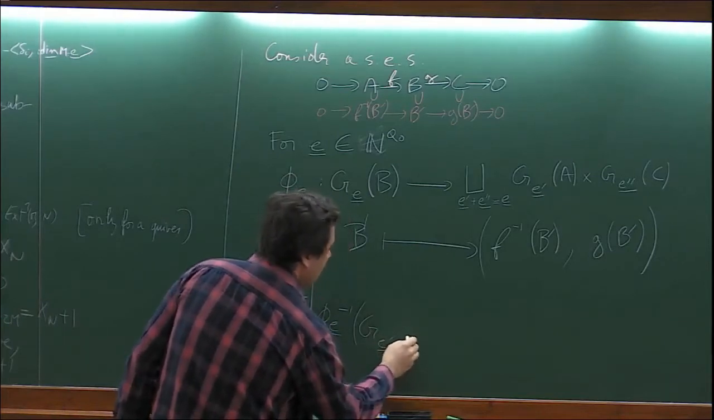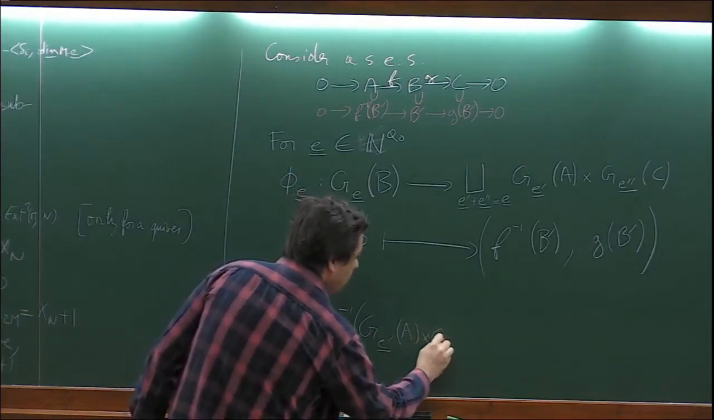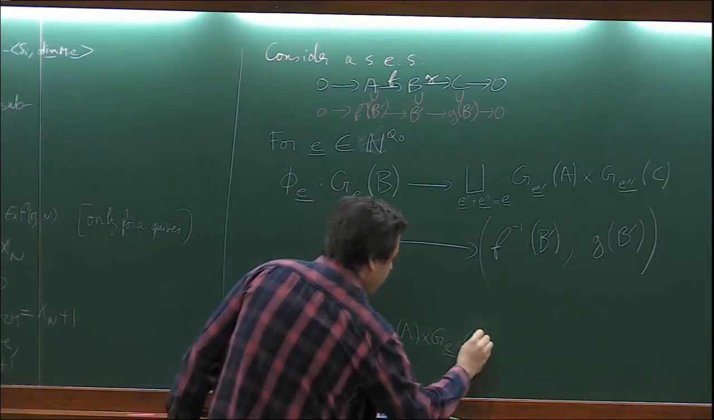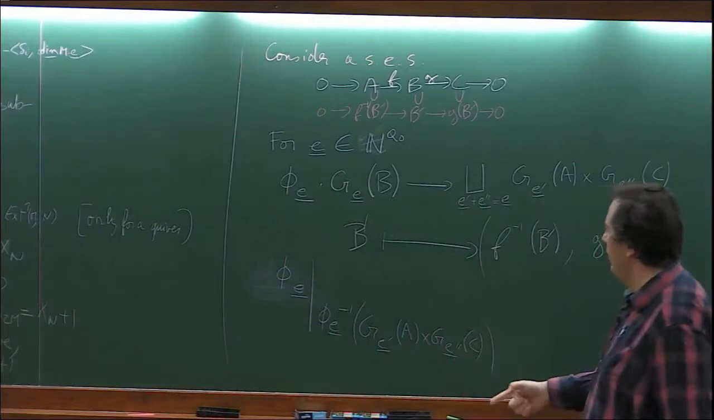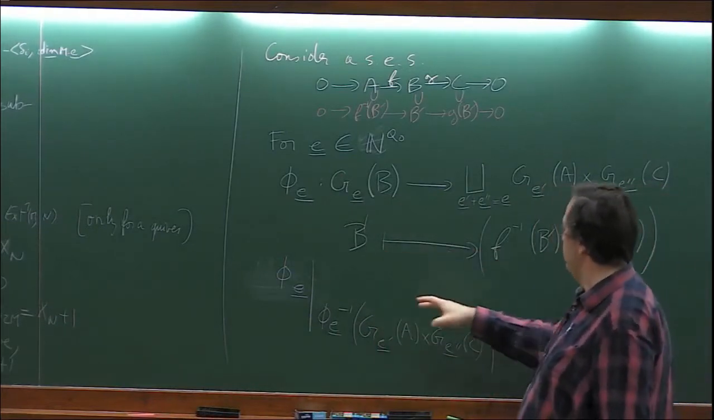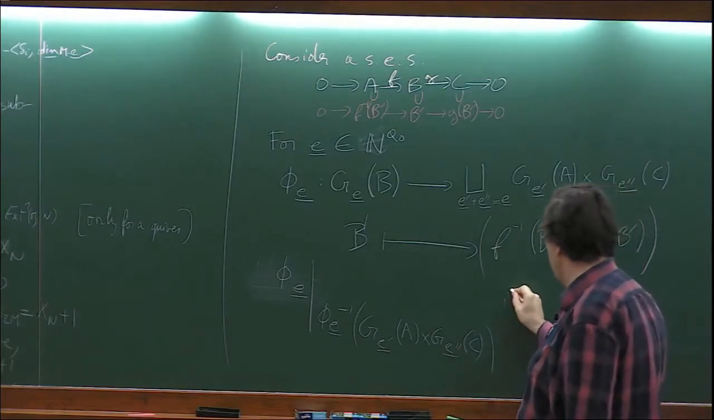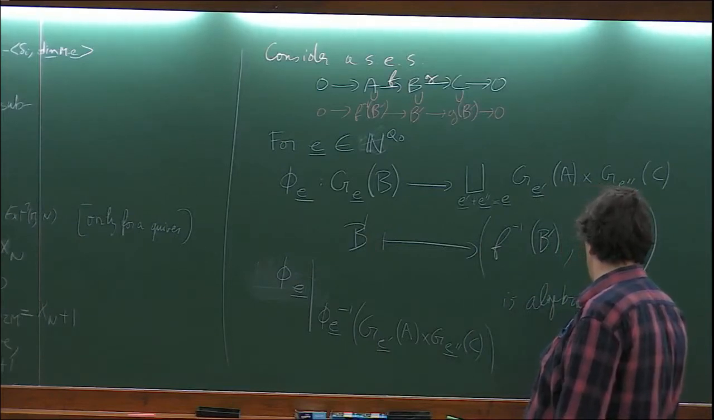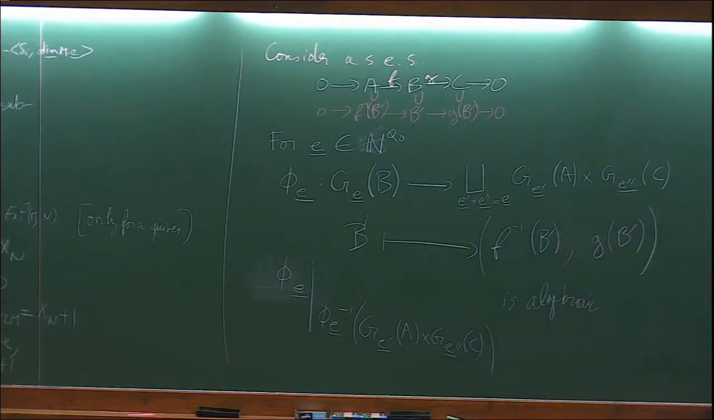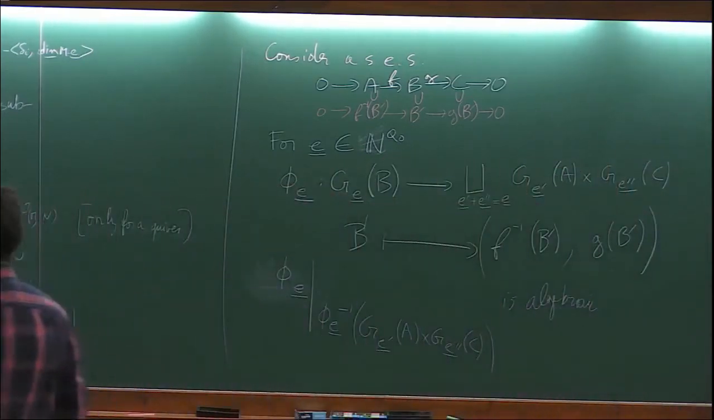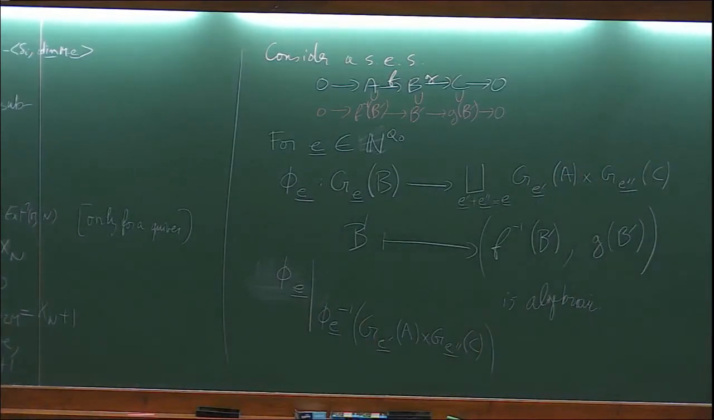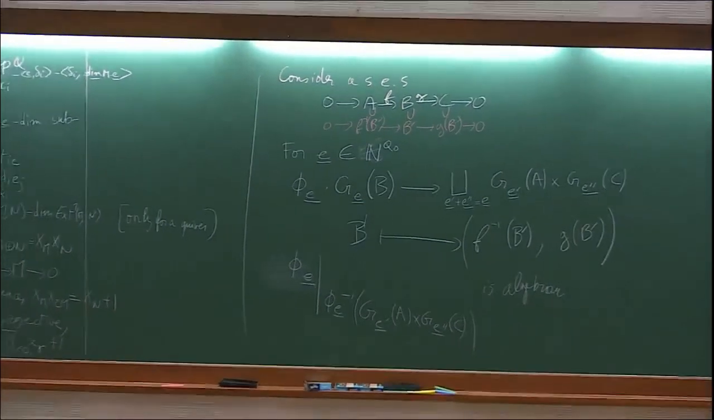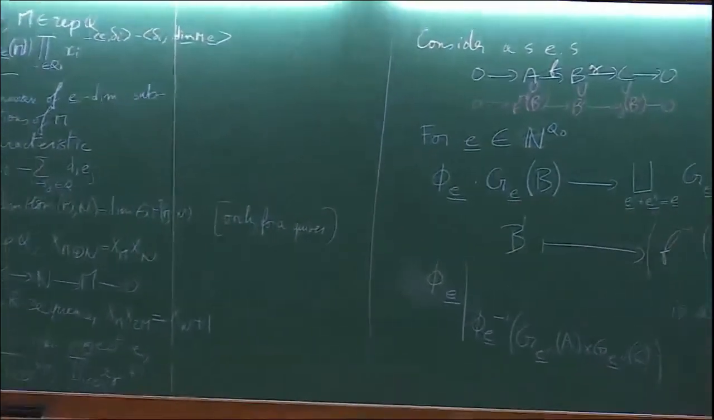If I restrict phi E to the preimage, so to phi E minus 1 of some Gr E prime of A cross Gr E double prime of C, of course, if you do that, it gives you a map from this restriction to one of the components. This is algebraic. Not difficult. It just needs a bit of work. And it is this map which will permit us to understand how, if you have this short exact sequence, you can compare Grassmannians here and Grassmannians here and here. This is essentially this map which will do the job.